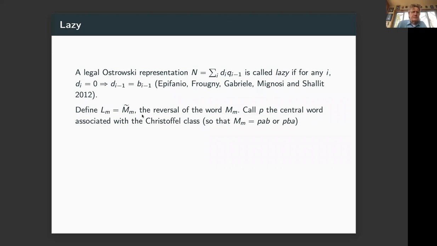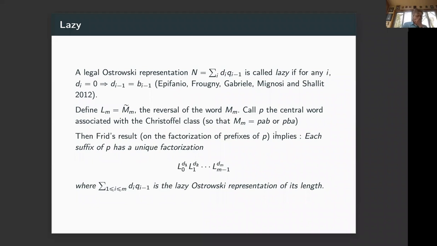Now you define the reversal of the words m_n, sometimes called anti-standard words. Then recall the central word P, so that the standard word m_n is equal to PAB or PBA. There are two cases, depending on the parity. Then the result of Anna Frid on the factorization of prefixes of P may be translated into a result on suffixes.